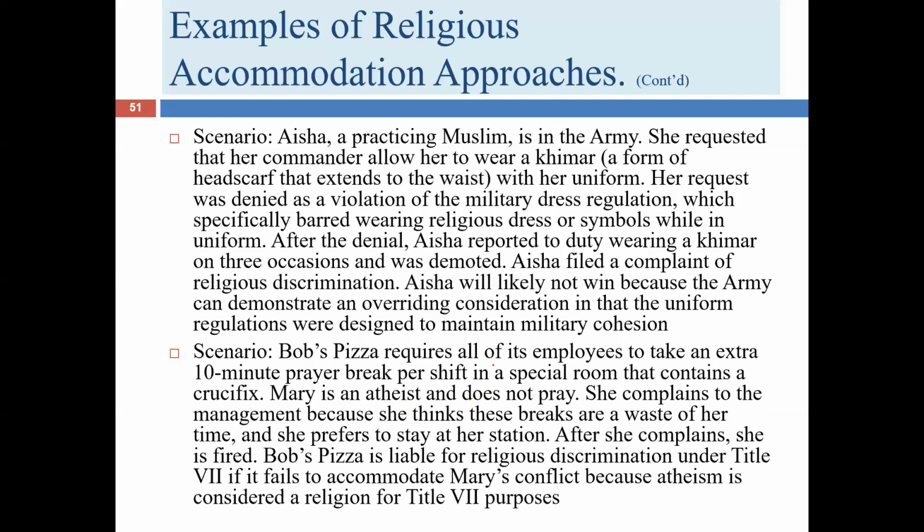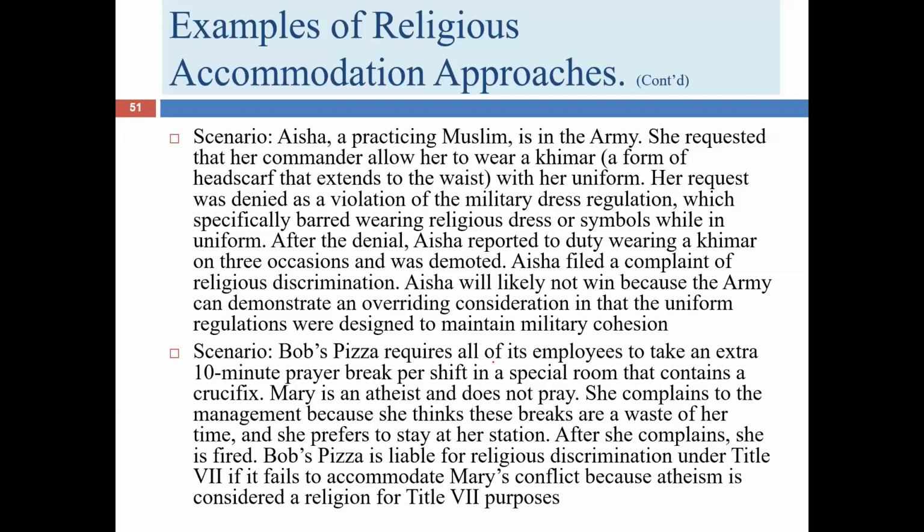Now, there could be some ways that you can work around this. Mary could spend her 10 minutes somewhere else, maybe in her car, maybe in a private location, or perhaps Mary could be permitted to remove the crucifix and return it when she is done with her 10 minutes. If Mary feels like she cannot, in good faith, handle the crucifix, perhaps the manager could remove it before Mary goes in for her 10 minutes and leaves before her 10 minutes.